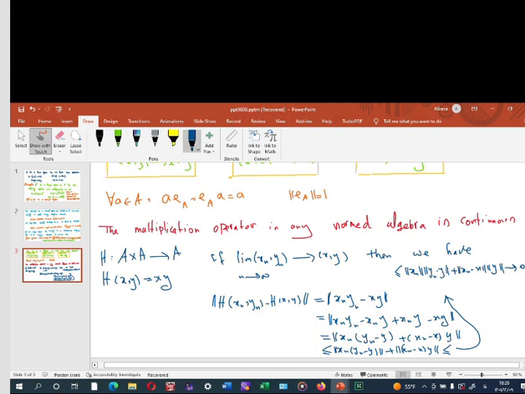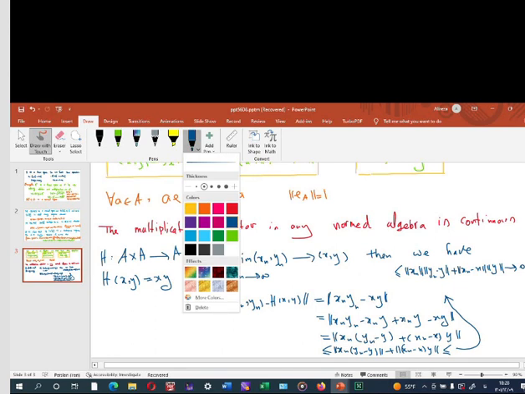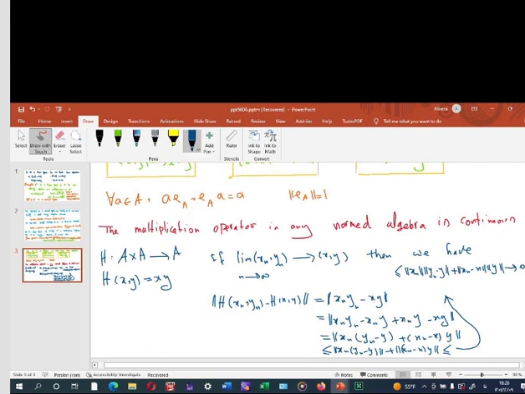This shows that the limit of h of (xn, yn) equals h of (x, y). So for any sequence in this space that tends to (x, y), we have the limit of h of (xn, yn) tends to h of (x, y). Okay.